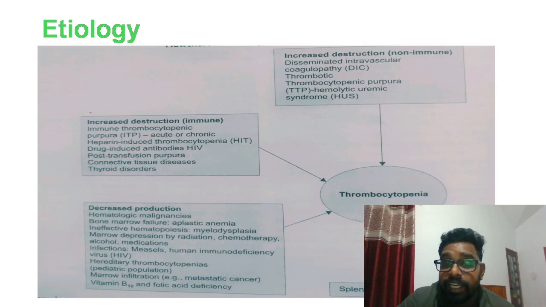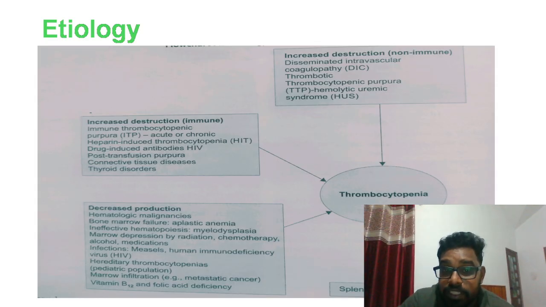Then go to decreased production. What are the conditions that will lead to decreased production of platelets? Mainly the hematological malignancies, bone marrow failure, as we know aplastic anemia. There RBC, WBC, platelets completely decrease. That is pancytopenia. അതിനെയാണ് പറയുന്നത് pancytopenia. So in bone marrow failure, pancytopenia will occur. That is one of the reasons for decreased production of platelets.